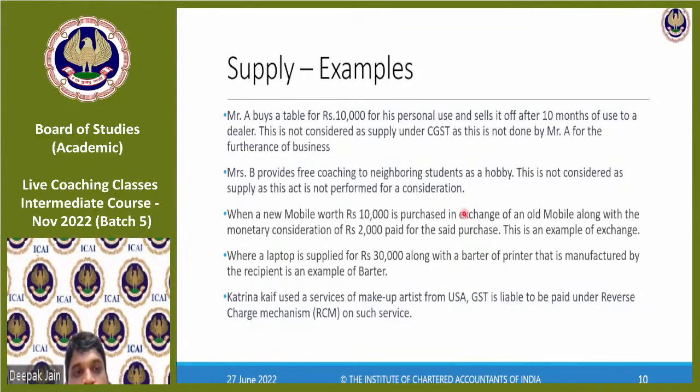If she charges something and is into the regular business of this, then it will be treated as a supply itself. When a new mobile worth 10,000 is purchased in exchange for an old mobile, along with a monetary consideration of 2,000 paid for the said purchase, this is an example of exchange. You can't call this a barter. Barter means when I exchange something and get something and there is nothing more involved. Exchange means something which I exchange something for. That is an example of exchange.